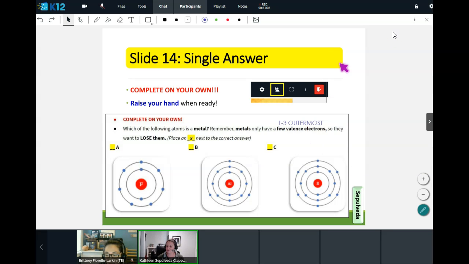We're looking for the fewest valence electrons. The fewest valence electrons that they want to lose.